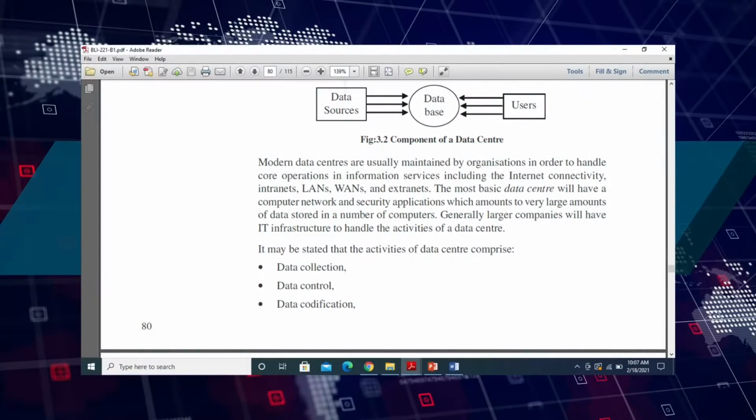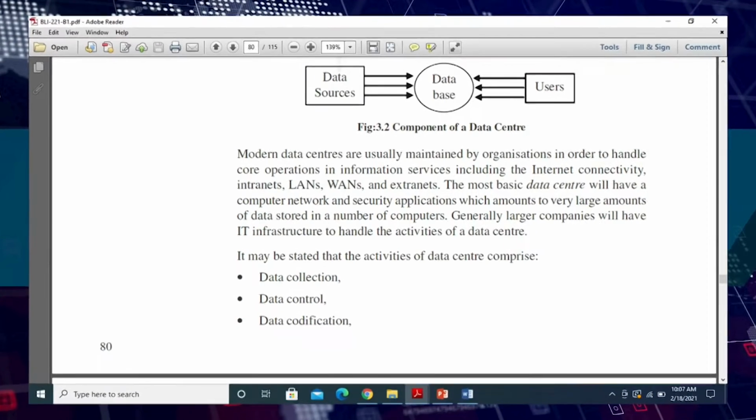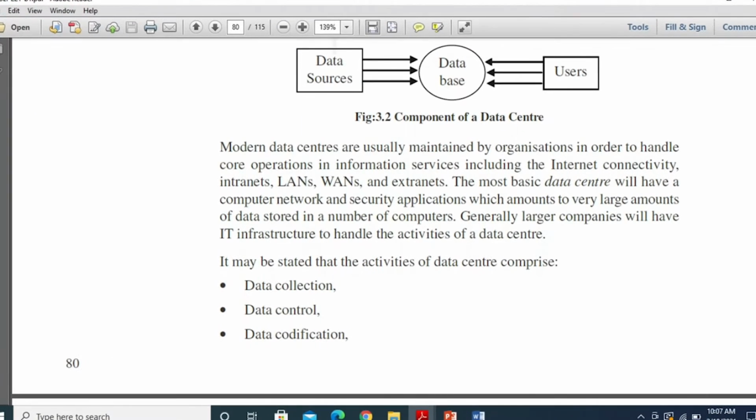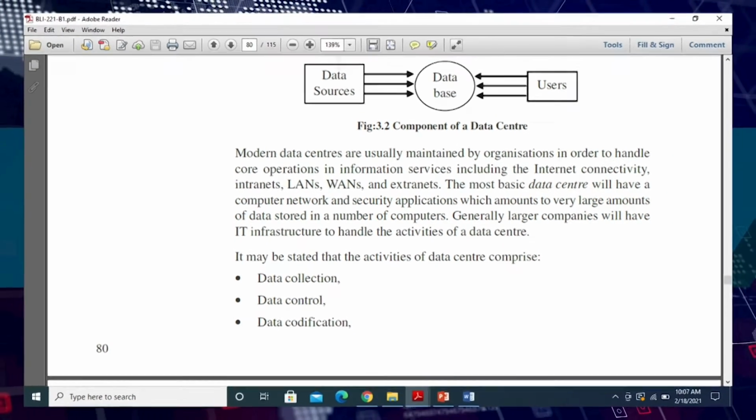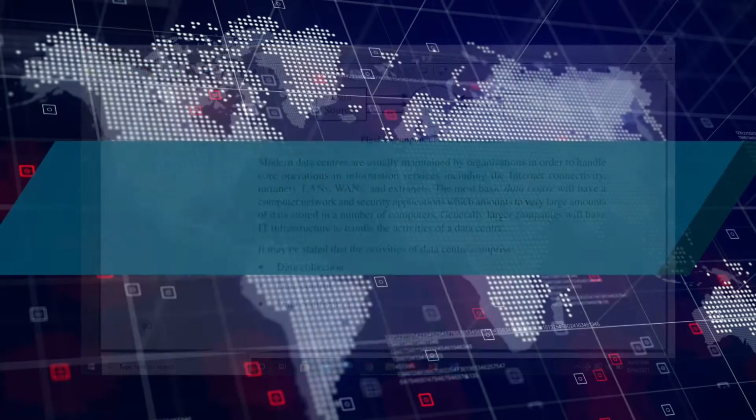Now, the process of a data center is that there are different sources of data, there are users for that data, they create a database and they keep on adding data from sources, and based on the needs of the data users, they provide this data, and this is done by a data center.